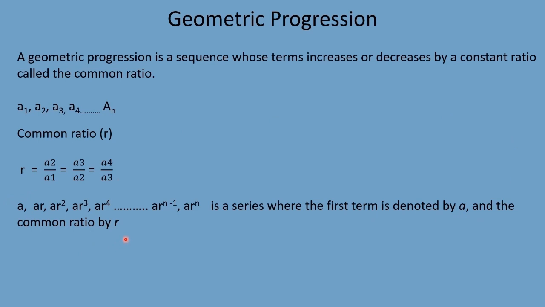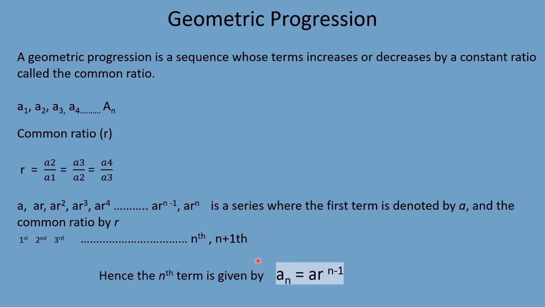Here A is the first term, AR is the second term, AR square is the third term. AR to the power n minus 1 is the nth term and AR to the power n is the n plus 1th term. Hence, the nth term is given by An is equal to AR to the power n minus 1.